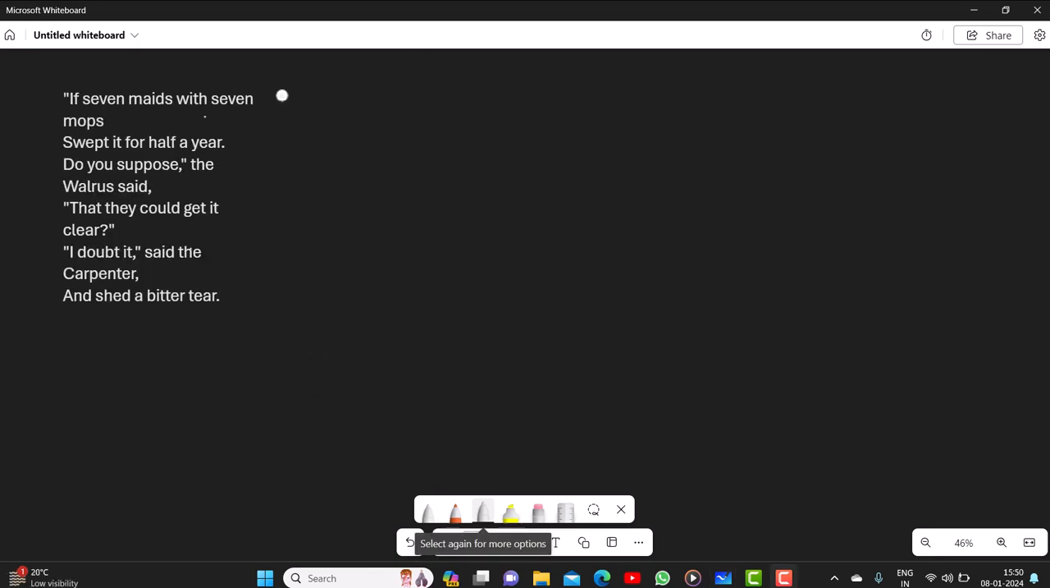Yes. Now, please read these lines carefully and try to imagine what is happening. Why are we talking about the maids here? If 7 maids with 7 mops swept it for half a year. Now, what is ironic here is that the walrus and the carpenter want the beach to be cleared of all the sand, but they want someone else to do it. They don't intend to do it themselves. They want maids to do this job for them.